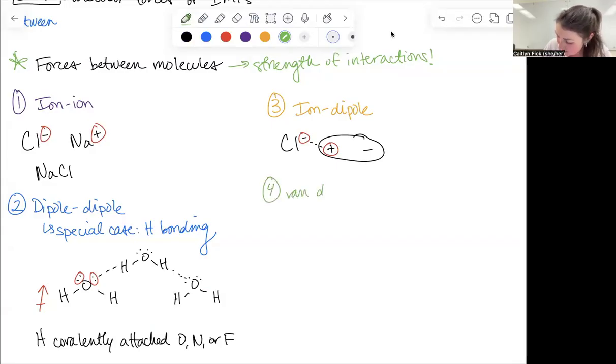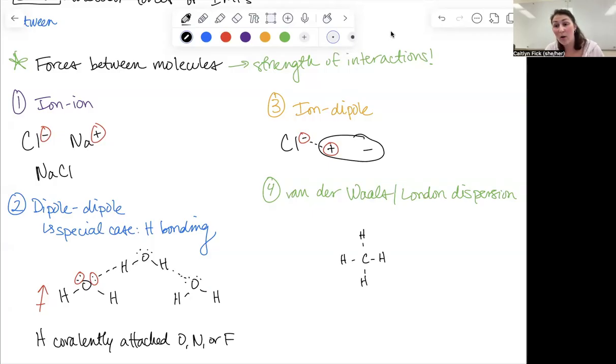Now, our fourth and final example is van der Waals or London dispersion forces. And this is a bit of a unique case because in all these other examples, we've had either an ion with a full charge or a dipole with some sort of partial charge. But in this case, we're going to look at something like methane that does not have a dipole overall and is nonpolar. But what do you think might happen if we put it in the presence of a molecule that does have a dipole?